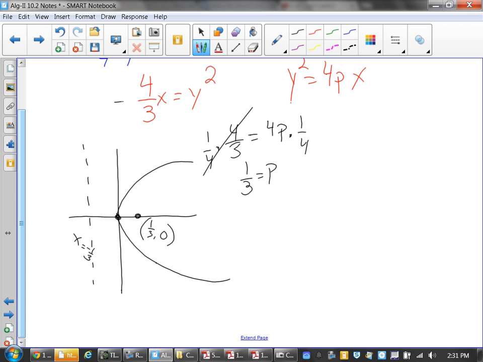Because if I simplify this out, does everybody agree that's going to be the square root of 4/3 times x? Everybody agree with that? What's a very easy value of x to make my life simple? 3. If I use x as 3, what's 4/3 times 3? What's the square root of 4? So what's my ordered pair? 3, 2. So my ordered pair is at 3, 2, which means the symmetric twin is at 3, -2.